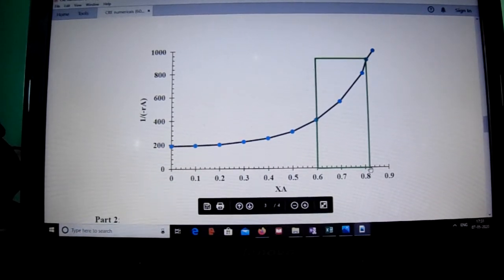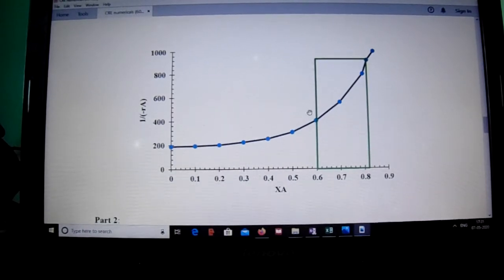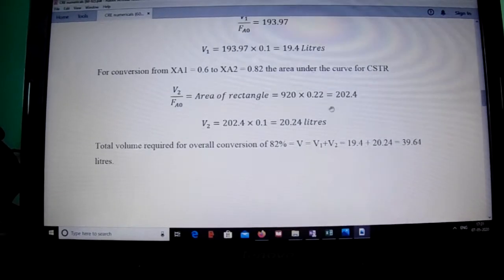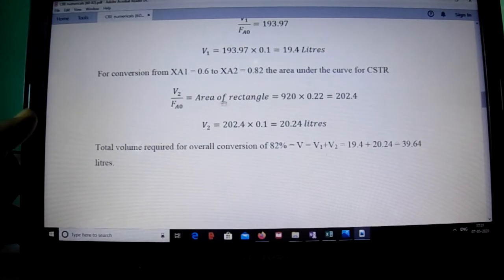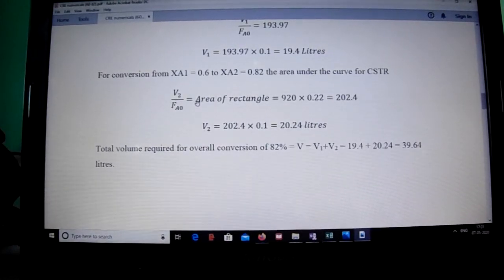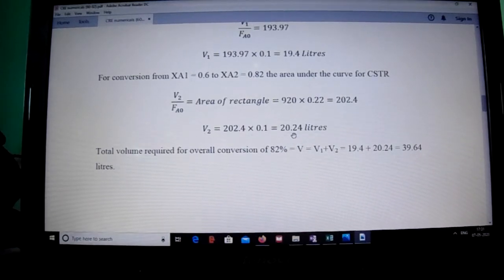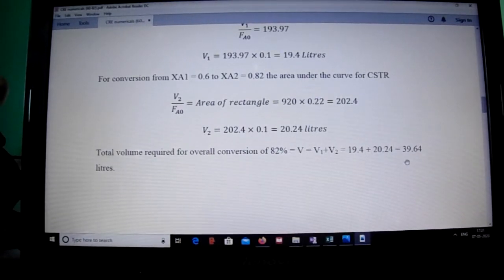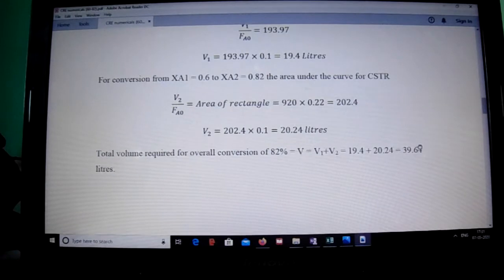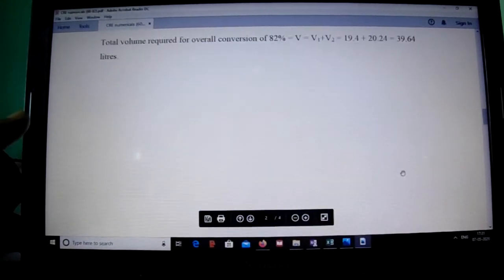Similarly, on the y-axis, one point is 0, the other is 920. So finally you will get 920. So 920 into 0.22, that will be the area under the curve for CSTR, or the area of a rectangle for CSTR, and the volume obtained is 20.24. Add these two values, you will get a particular value, and that we obtain as 39.64.